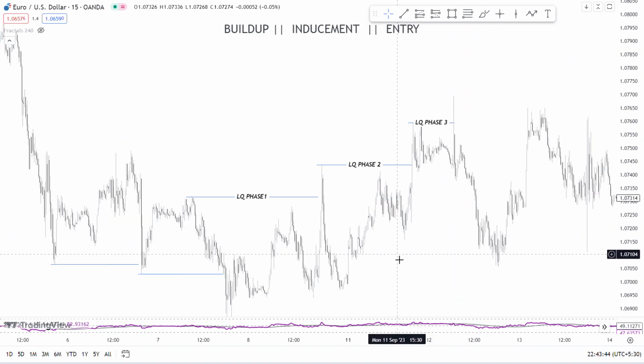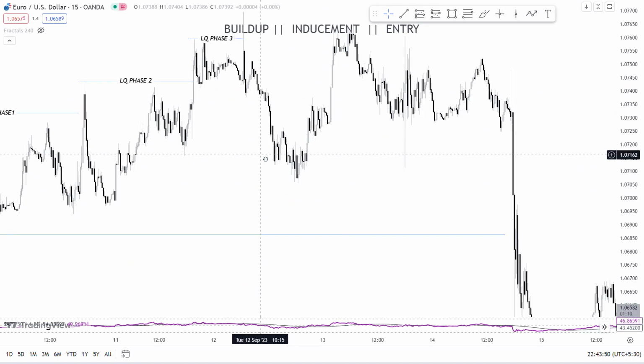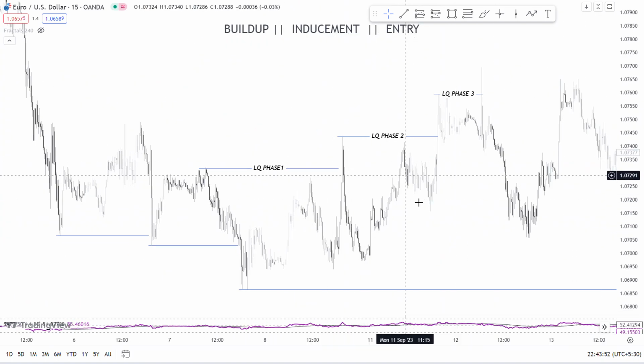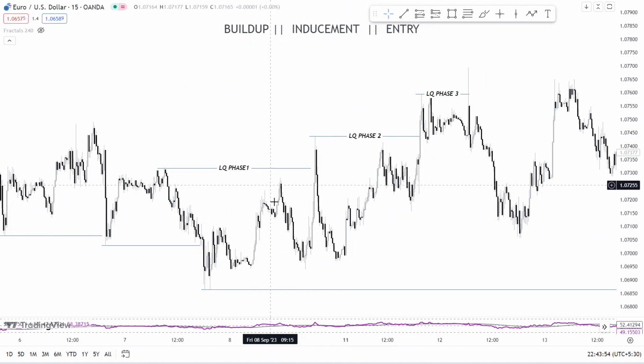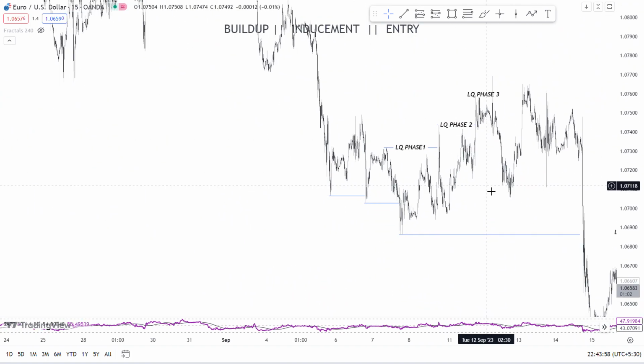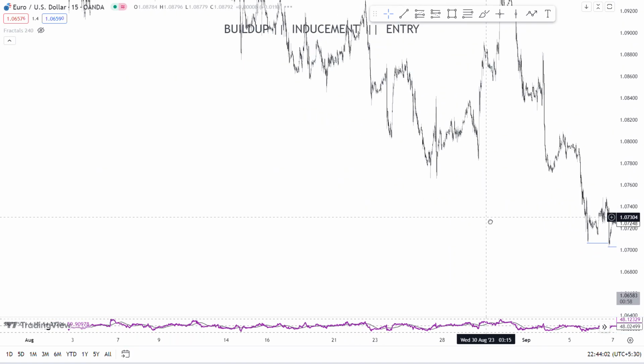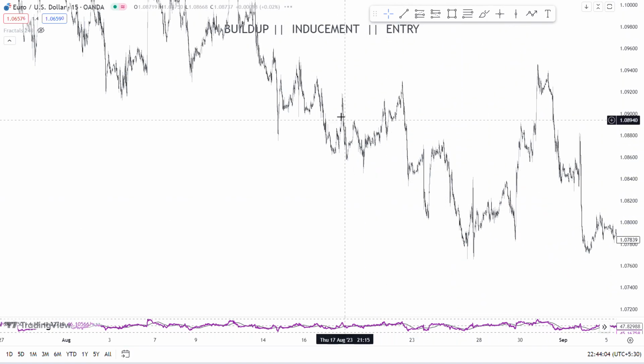LQ phase 3, price reverses. Can you see the huge reversal here? So that's why the market didn't come and take this high. It simply reversed because the liquidity has been taken out 3 times. It is called the power of 3. First time, second time, third time. That's it. The market reversed. It is how the price moves. Simple thing.